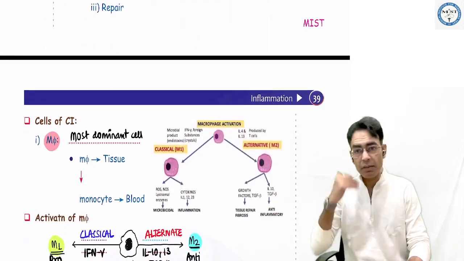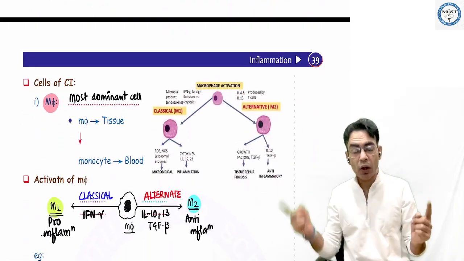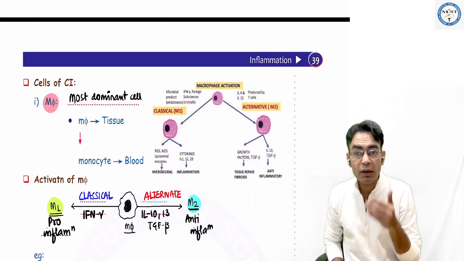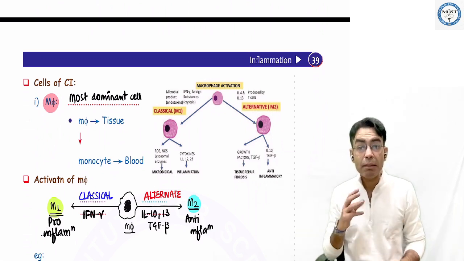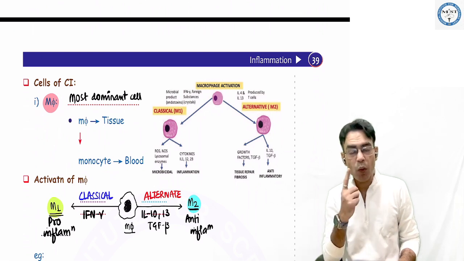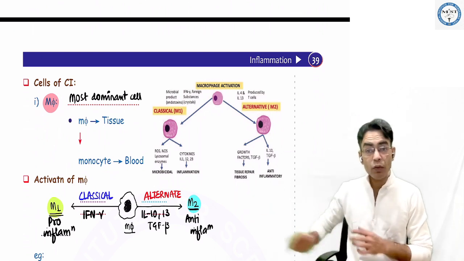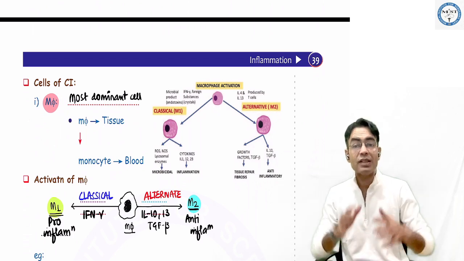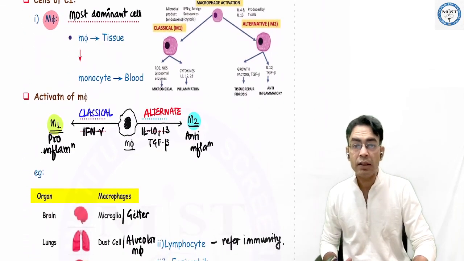Cells of chronic inflammation, the best cell is macrophage. We know macrophage can be activated two types, classically and alternatively. Classical activation, but what is the function of a macrophage? Fight. So it's a pro-inflammatory macrophage you'll make, M1. And what is the interleukin required? Interferon gamma. Whereas M2 macrophage, it's alternatively activated macrophages. It is going to help in repair. And the interleukins required are 10, 13, and TGF-beta.